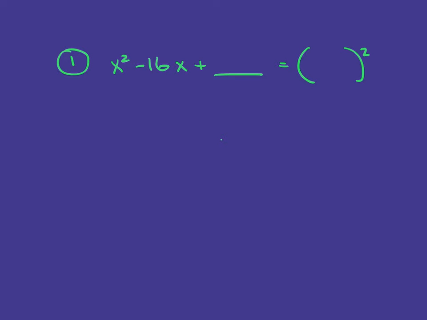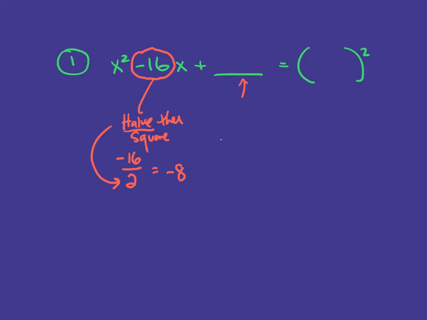x squared minus 16x plus blank equals parentheses squared. You'll have a few examples like this, and basically what you're going to want to do in order to figure out what goes in this first blank, we're going to halve and then square this number in front of x. So we're going to halve it, and that just means you're going to divide it by 2. So negative 16 divided by 2, that's the halving part. And that'll give you negative 8. Then you want to square it. Negative 8 squared, negative 8 times negative 8 is 64. That's actually the number that's going to go in that blank there.